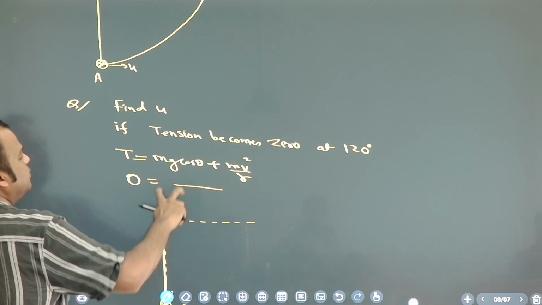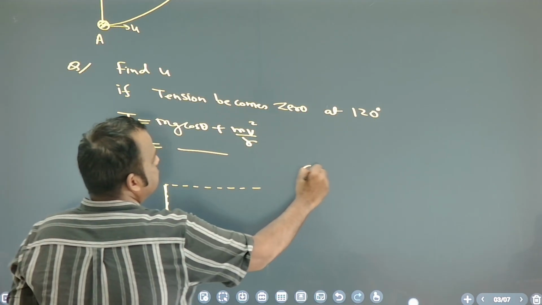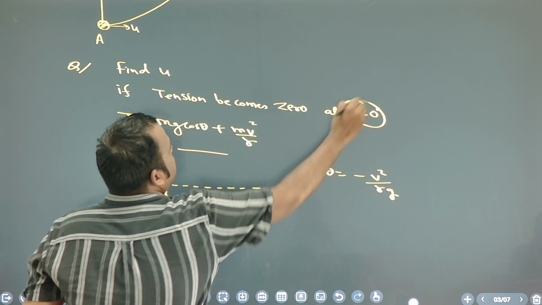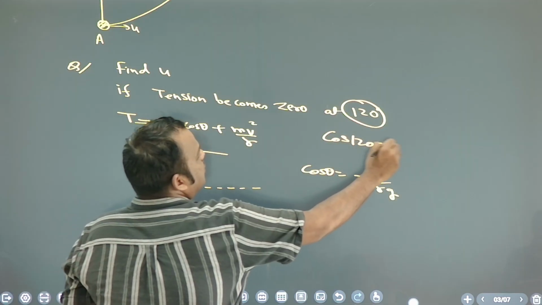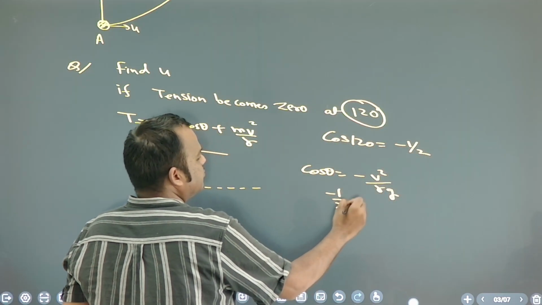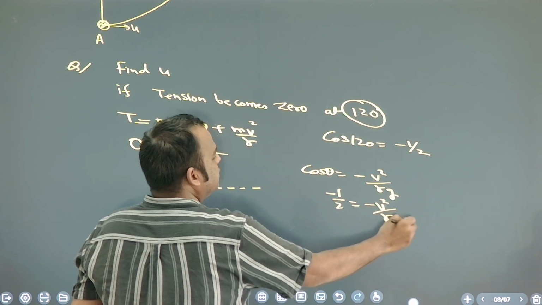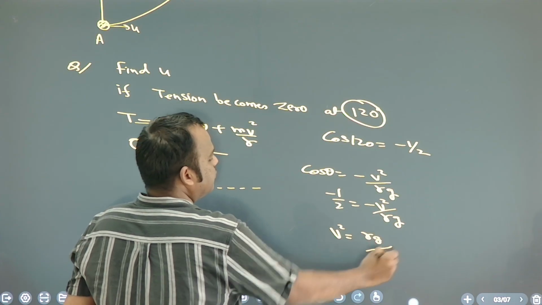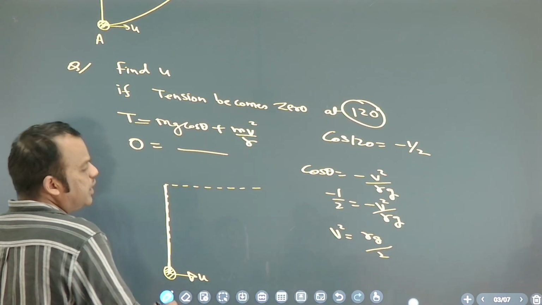Okay, fine. So what is the formula for cos theta? Minus v square by rg. Now cos 120, tell me what is cos 120? Minus 1 by 2. Very good. So minus 1 by 2 is minus v square by rg. Minus minus cancel. So what is v square? v square is rg by 2.